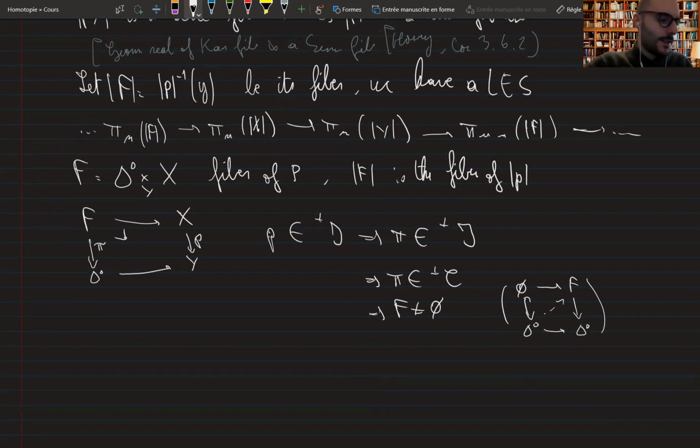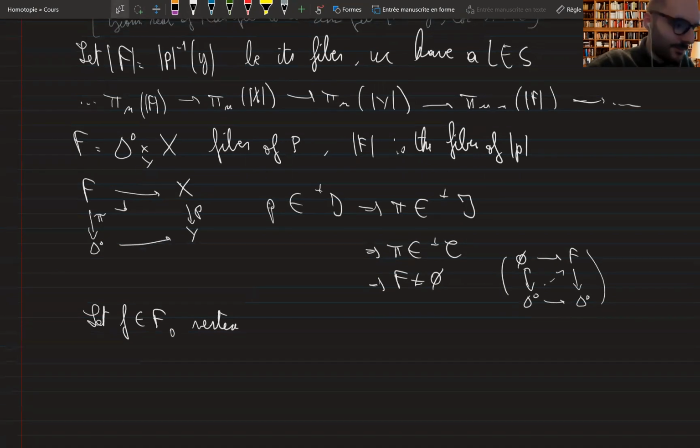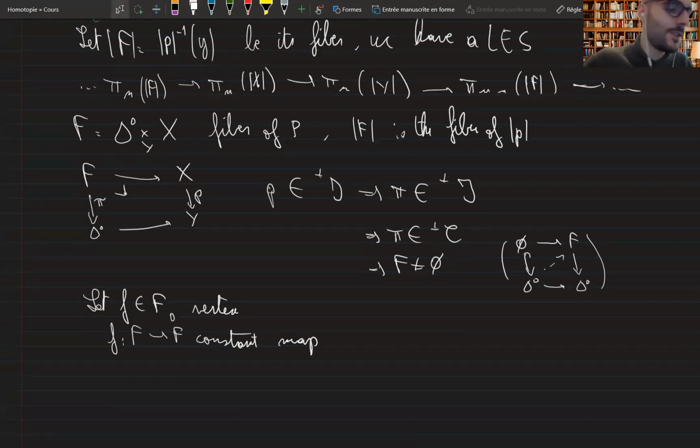Okay, where was I? So I want to prove that F is contractible. So essentially, I want to prove that pi is a weak homotopy equivalence. All right, so let F be a vertex of F, and let c be a constant map from F to F. I hope you will forgive this abuse of notation.